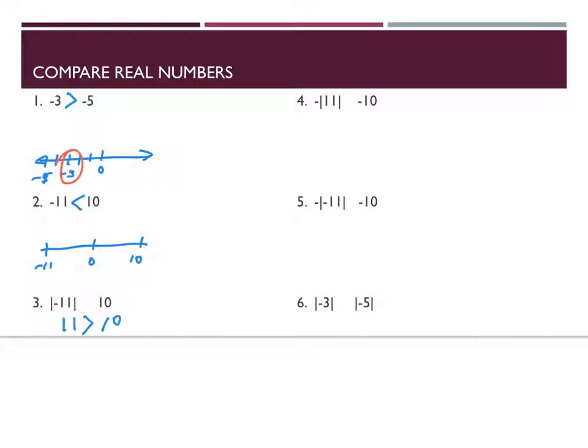Simplifying the absolute value here, if the negative is on the outside of the absolute value, the negative just drops down, and negative absolute value of 11 is -11. And I need to compare that to -10. Again, picture your number line. If I'm at 0, 1, 2, 3, 4, 5 going backwards, I'm going to reach -10 before I reach -11. So that means -10 is greater than -11. Another way of saying that is -11 is less than -10.